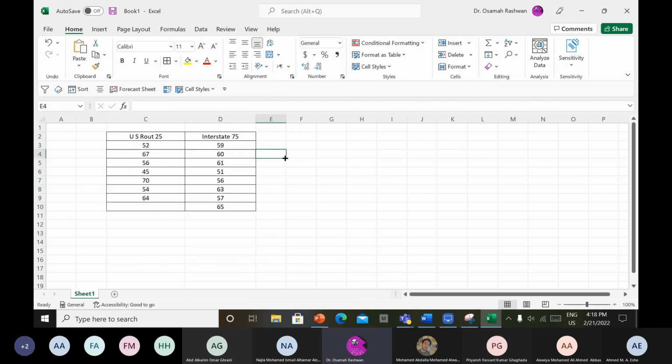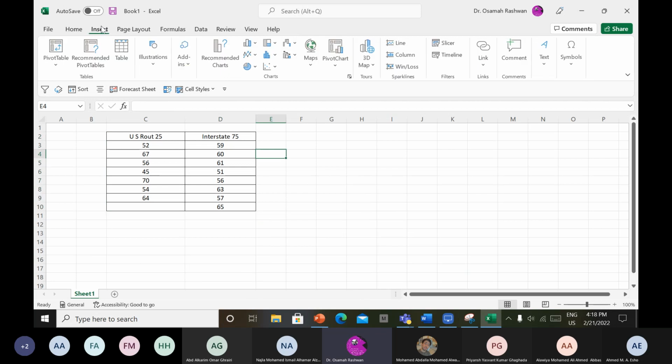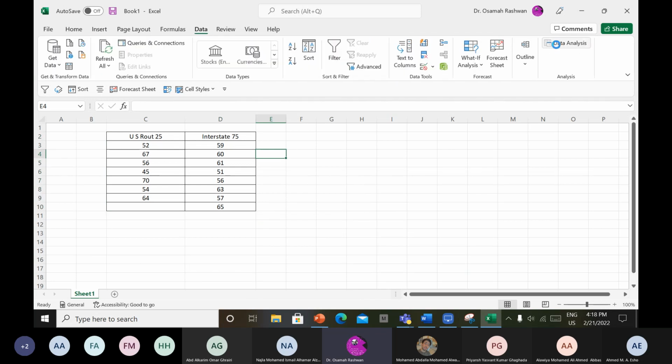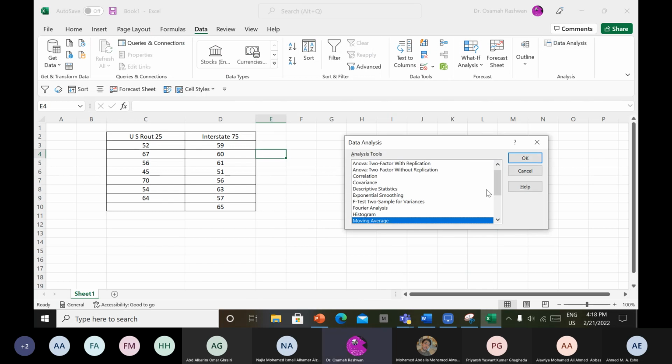Now, how to use the F test? Because I have two samples, I go for Data, I go for Data Analysis. If I come to here, I will not find chi-square for variance. I don't have chi-square at all in Excel, but I have only the F test for two sample variance. This is the one I use to compare the two sample variances using the F-test.